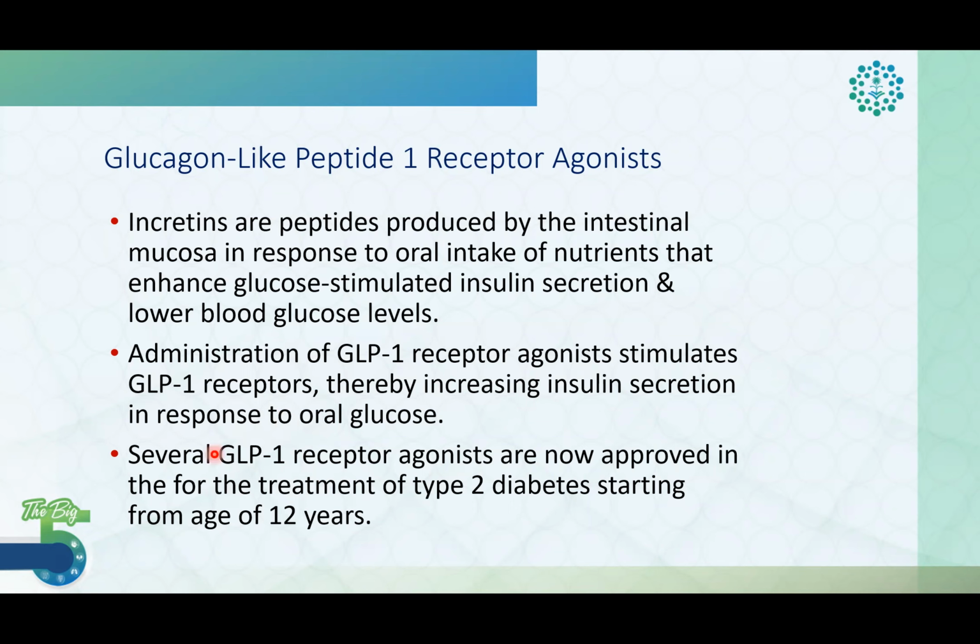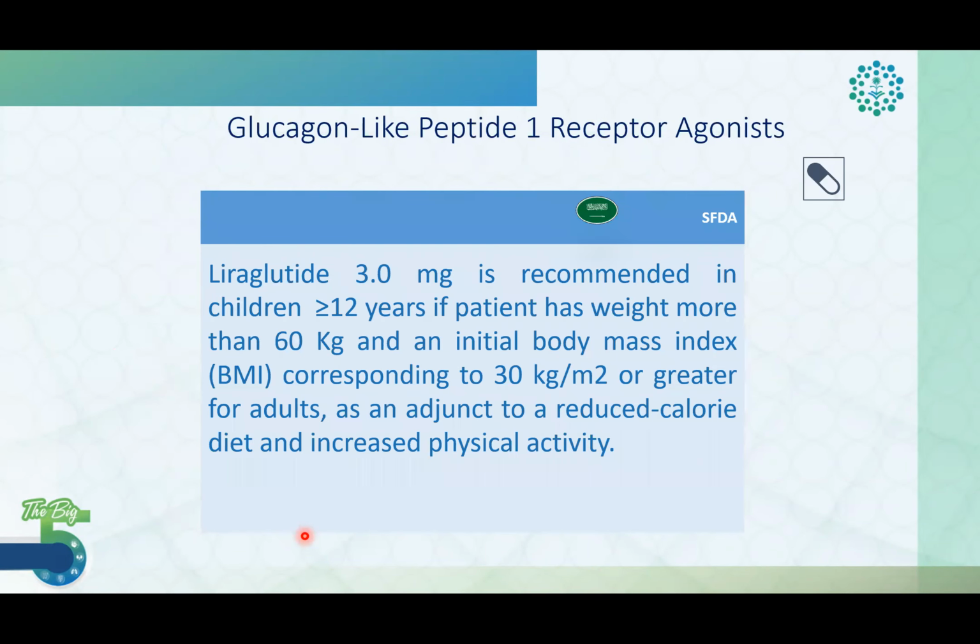We have in the market several GLP-1 receptor agonists approved for treatment of type 2 diabetes, starting from age 12. Actually, so far we have many medications, especially Victoza and Saxenda, liraglutide, but other forms of GLP-1 receptor agonist are not yet approved. Liraglutide is approved for children and adolescents from age 12 years and above. And Saudi FDA approved it a year ago, up to a dose of 3 milligrams.